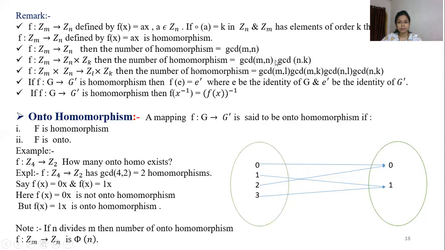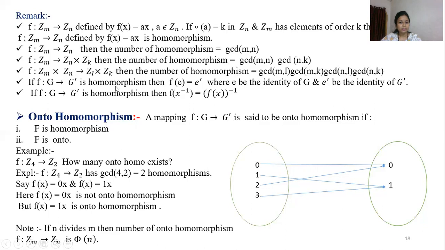Product. GCD of m, n into GCD of m, k. Sorry, it is GCD of m, n, GCD of m, k. It is not n, actually it is m, printing mistake. f is a mapping from Zm cross Zn to Zl cross Zk. Then how many homomorphisms exist? GCD of m, l; GCD of m, k; GCD of n, l; GCD of n, k. Product of all these GCDs.